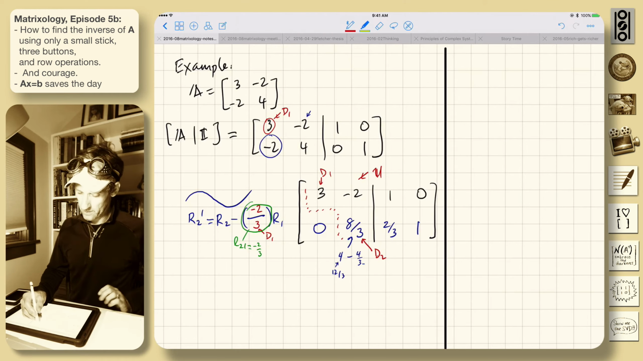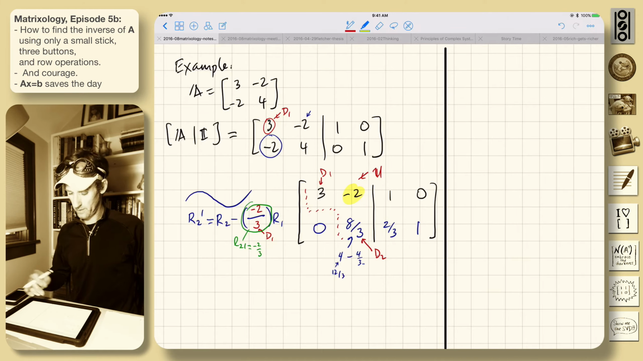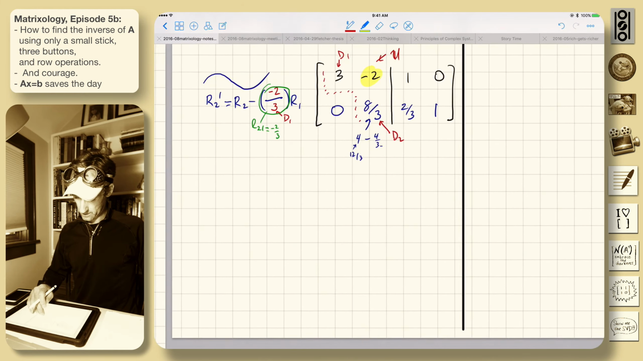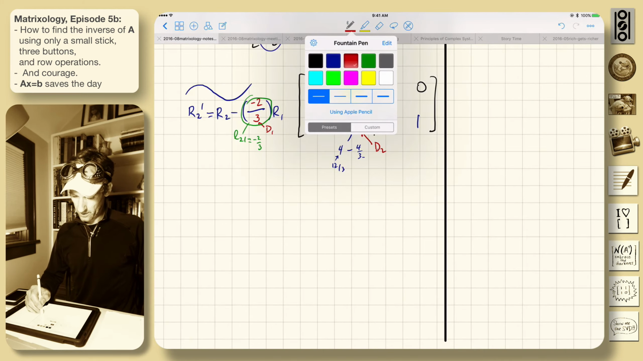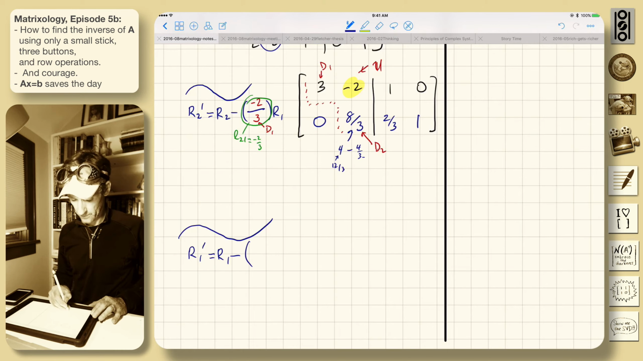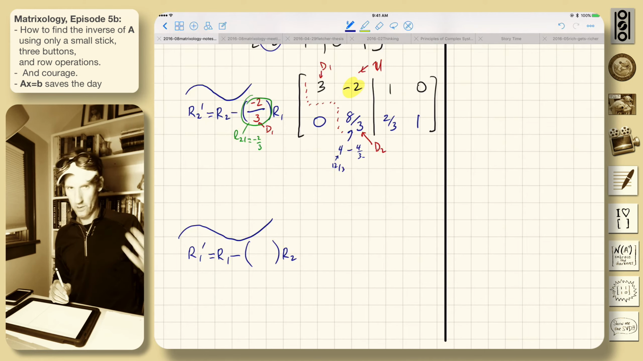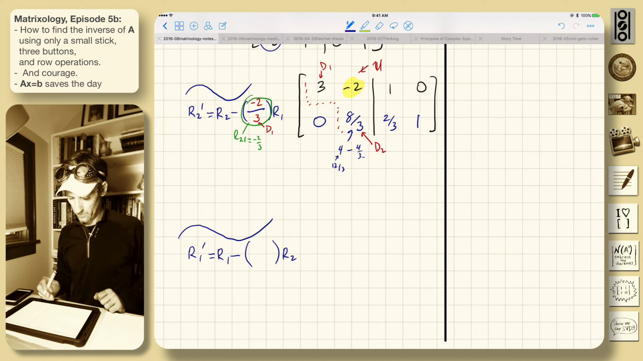The next one to get the chop is here. And now we work the other way. All right, good. So one more row operation. Same structure, but now it's row 1 prime is equal to row 1 minus something times row 2. We're not going to call these multipliers in the same way because the L's only belong in a lower triangular matrix.